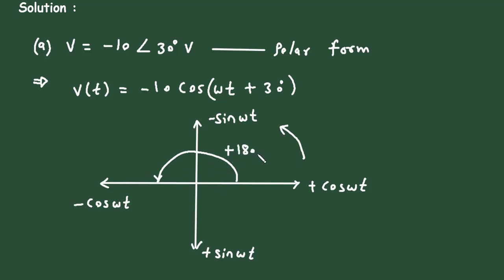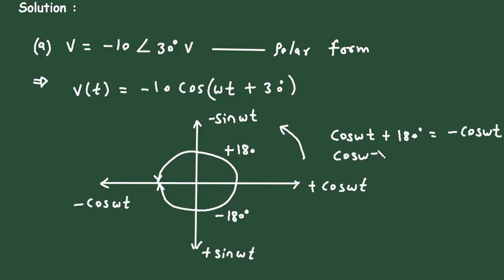So it is plus 180 degree, because if we move from here to here in this direction, we have to add 180 degree. And if we move in the opposite direction, this is also correct, but this direction is opposite, so we have to subtract 180 degree. So both are correct. So here we can write cos omega t plus 180 degree is equal to minus cos omega t, and also cos omega t minus 180 degree is equal to minus cos omega t. Both are correct.